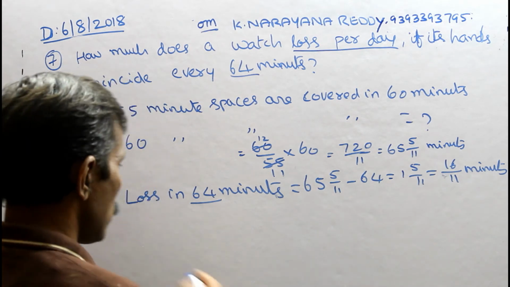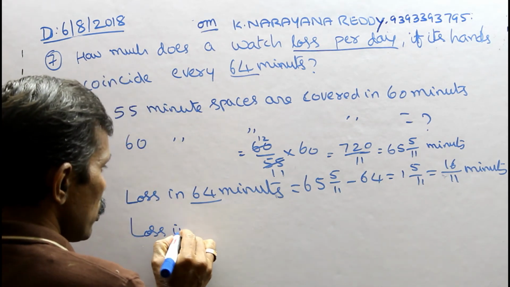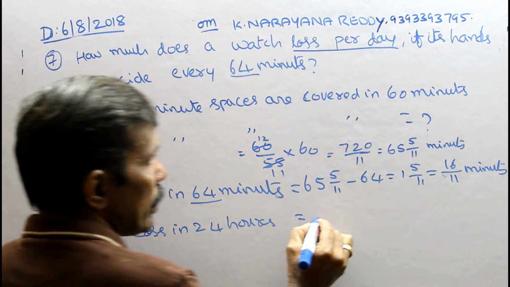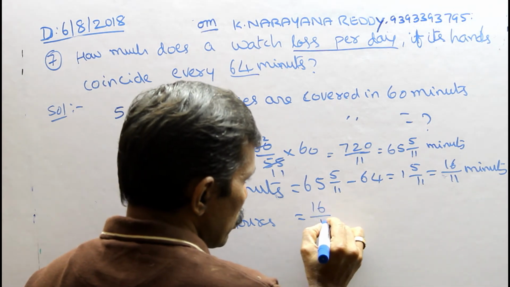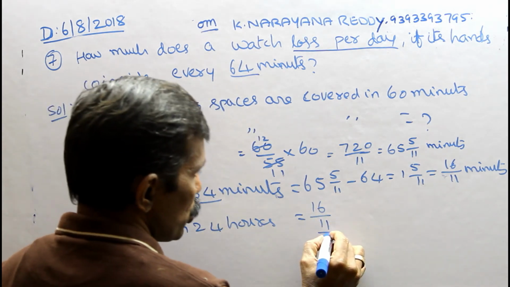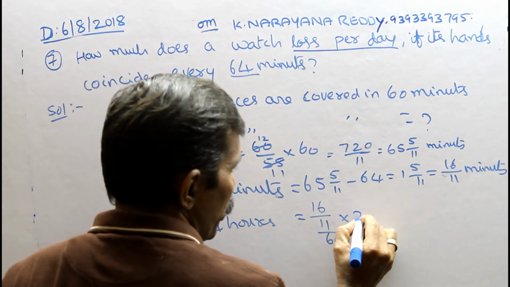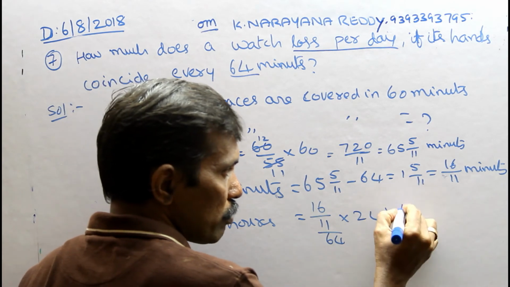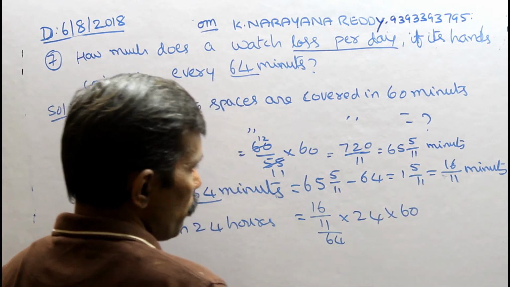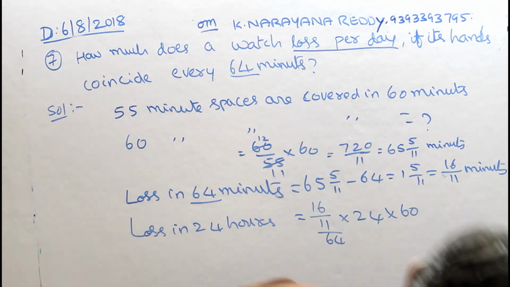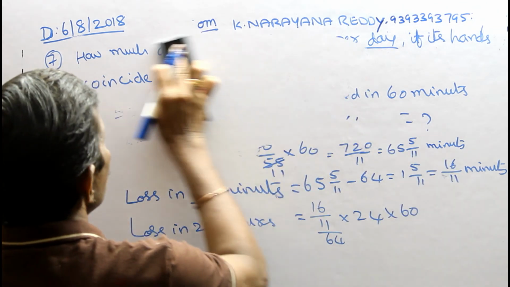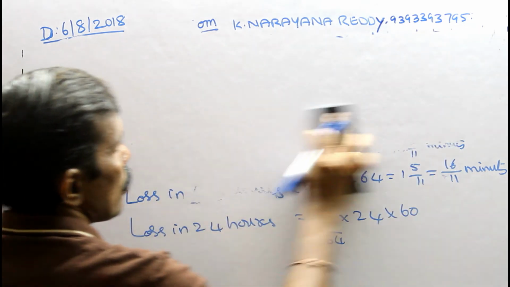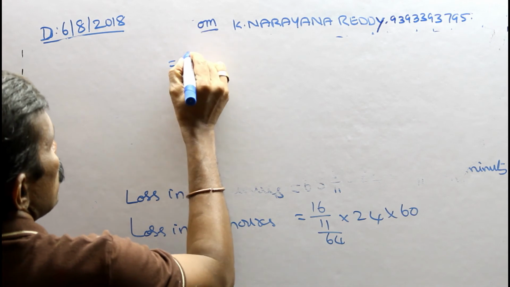Loss in 24 hours equals 16 by 11 divided by 64 into 24 hours. Means we will convert it into minutes. Okay. So I will do here 16 by 11.